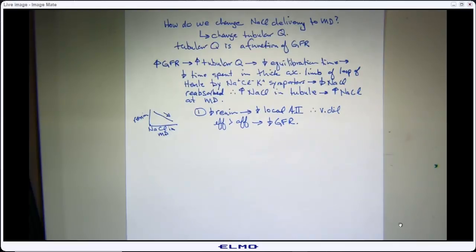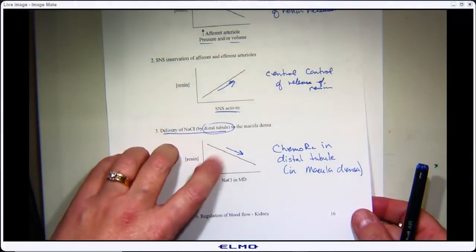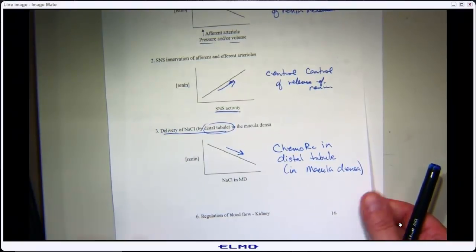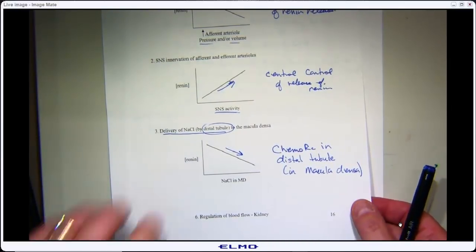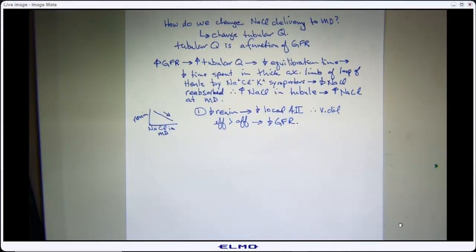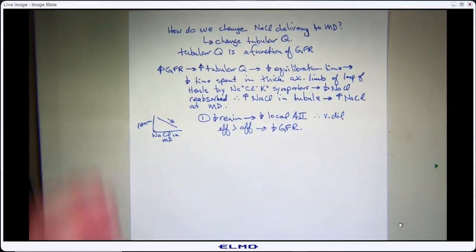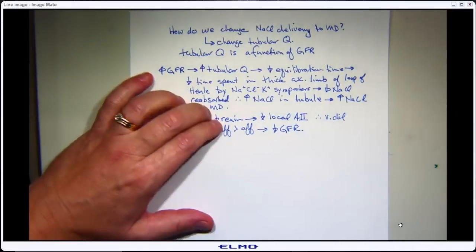Okay, so that's essentially what that means. Delivery of sodium chloride by the distal tubule to the macula densa will drop renin. Well, that makes sense. But if we continue on with our example to think about what would happen if we had an increase in GFR, increased tubular flow, decreased equilibration time, and an increase in sodium chloride showing up at the macula densa, we would get that drop in renin.